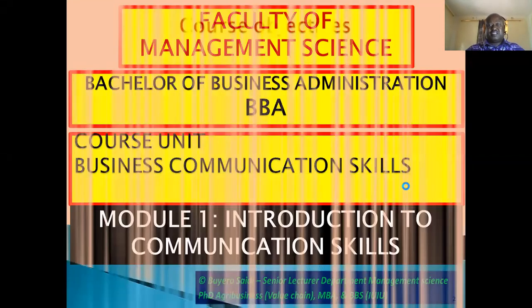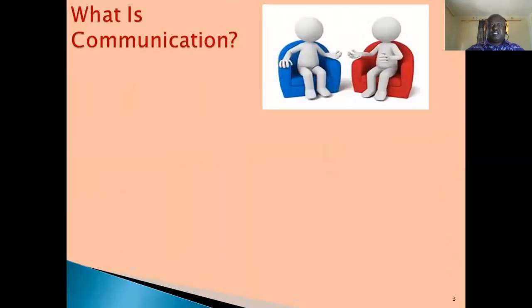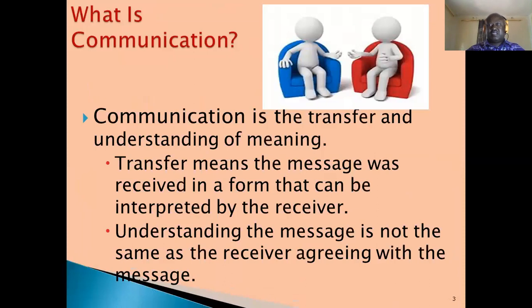This being our first lecture, it is very important that we start with looking at the course objectives. Objective 1 is understanding communication. Objective 2, differentiate between interpersonal and organizational communication. 3, discuss the functions of communication. So at the end of the lecture, you should know all those.